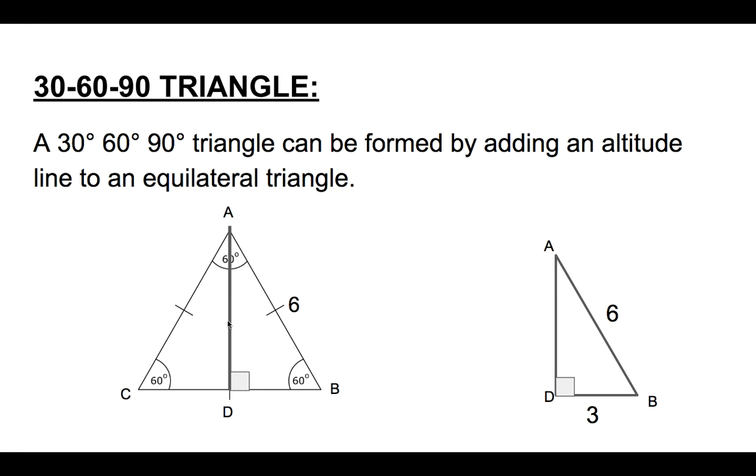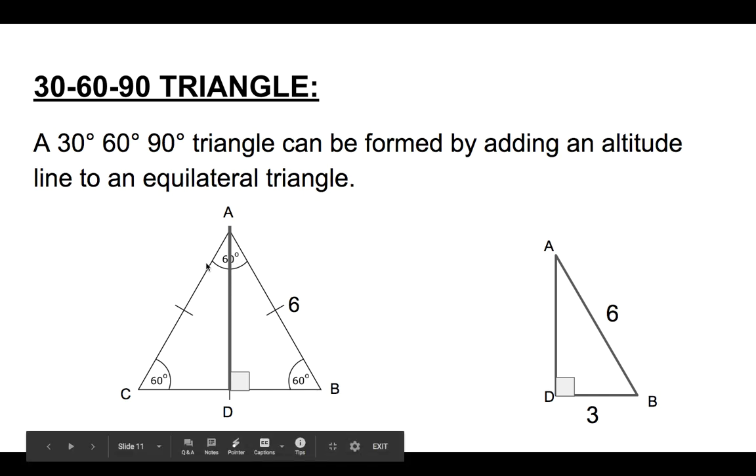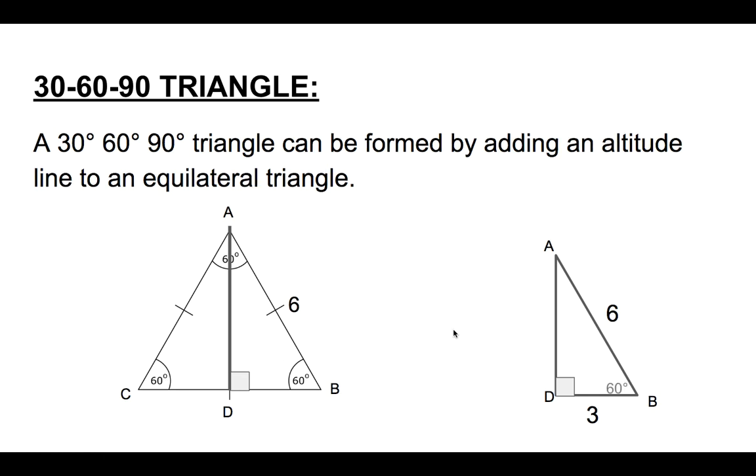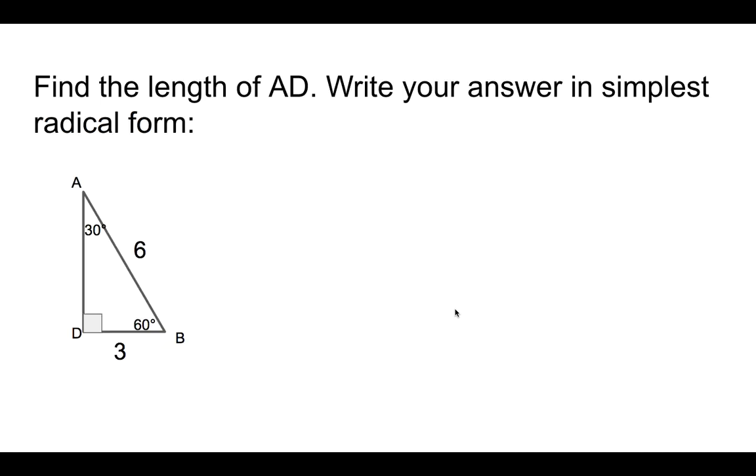They share the altitude line, so that means this side is going to be the same. They have the angle in between that's going to be equal. So based off of side angle side, we know that these two pieces are congruent. So I want to go ahead and find the length of AD. And I want you to write your answer in simplest radical form.